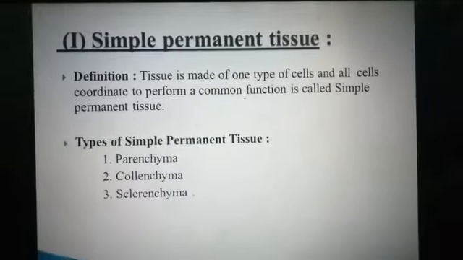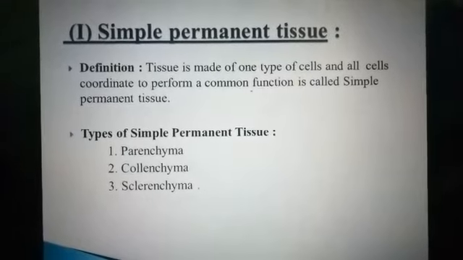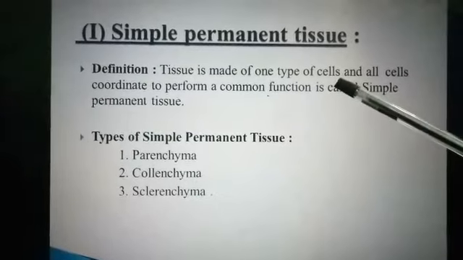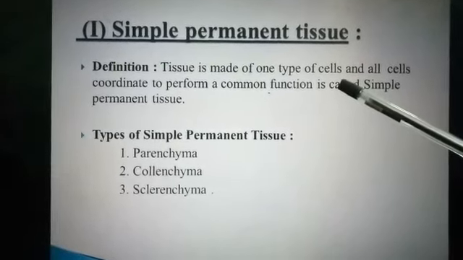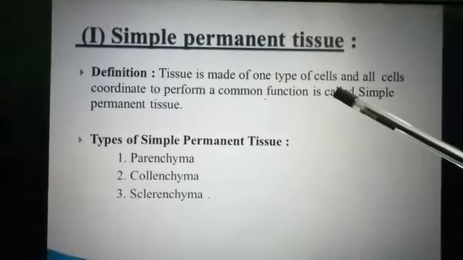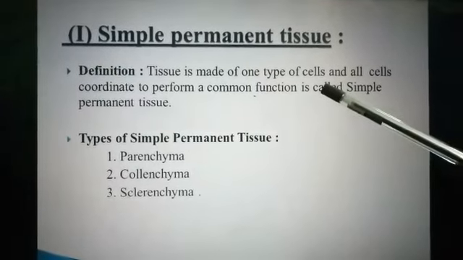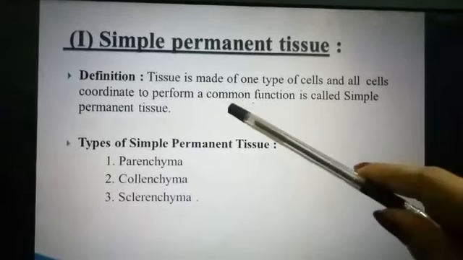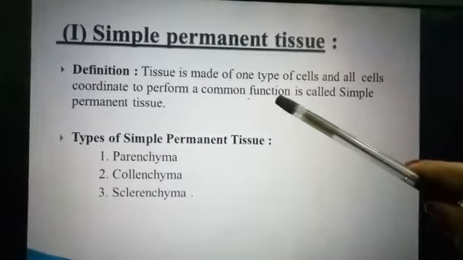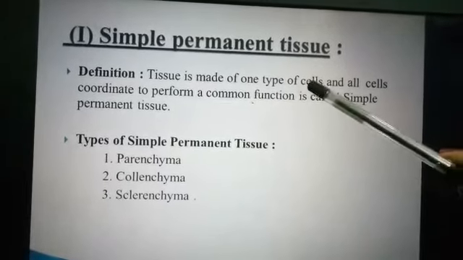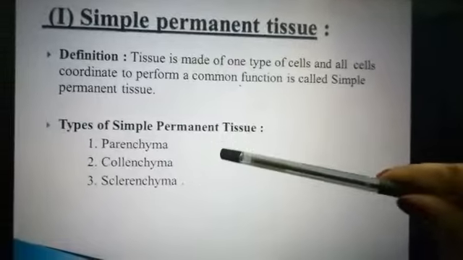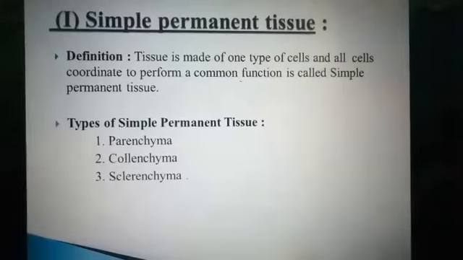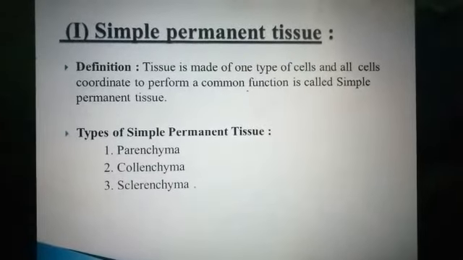Next, number first is simple permanent tissue. As the name indicates, they are simple and they are permanent also. So they are made up of one type of cell. One type of cell means, a tissue means a group of cells, and in a group all the cells look similar. That means if one is spherical, all others are also spherical. All are spherical, and they are performing one function. So one type of cell is there, performing one function. Then next is about types. The types are, first parenchyma, second collenchyma, third sclerenchyma.